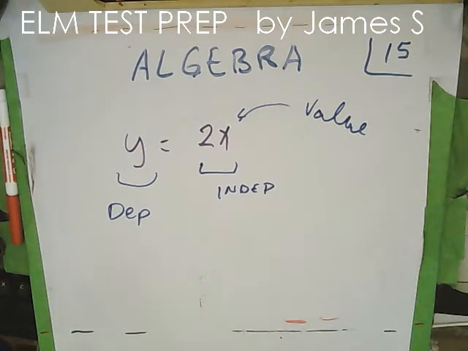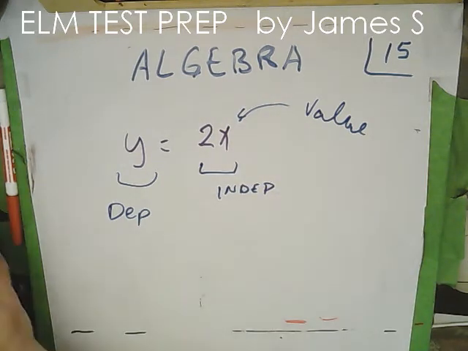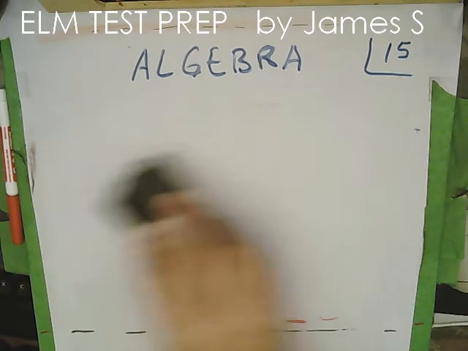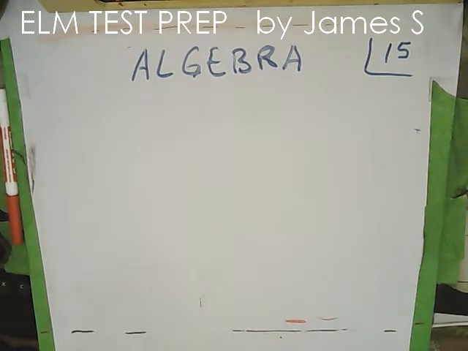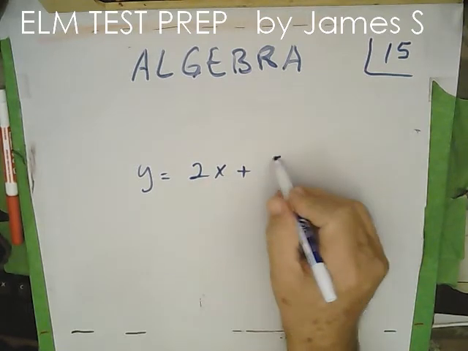Your speed down the highway is dependent on the acceleration and things going around. So your speed is the dependent variable, and anything else that's going into that is going to be your independent variable. Alright, so y equals 2x plus 5.